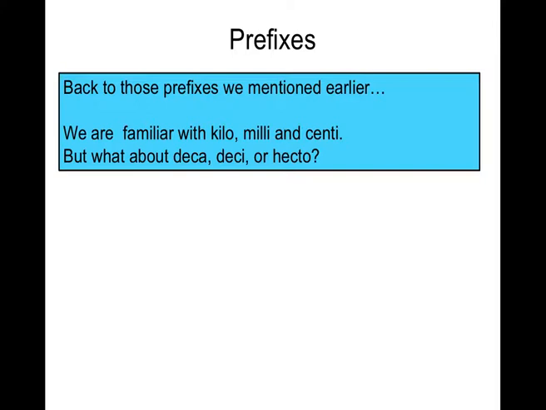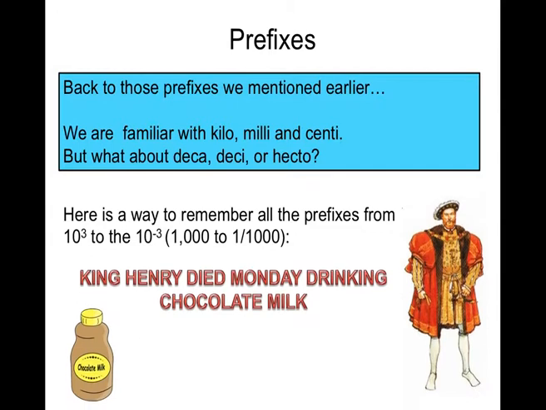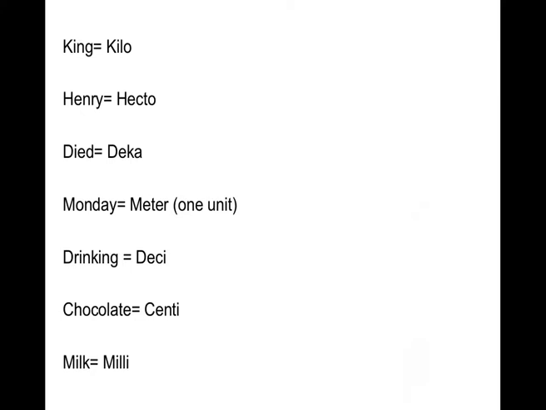So back to those prefixes. There's a few others other than kilo, milli, and centi. They are deca, deci, and hecto. The easiest way to remember these from kilo down is King Henry died Monday drinking chocolate milk. Take the first letter of each one in order to remember that. King Henry: kilo, hecto; died: deca; Monday: meter; drinking: deci; chocolate: centi; milk: milli.